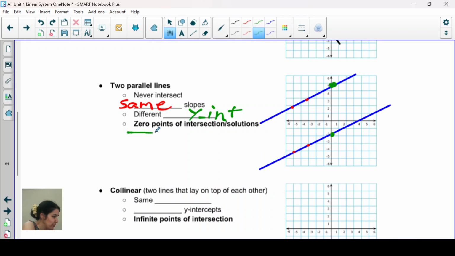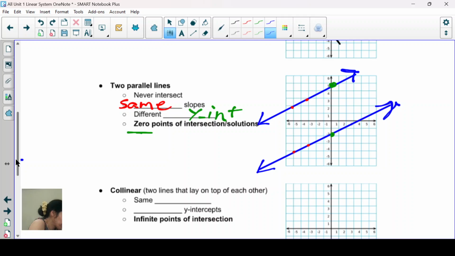And they have 0 points of intersection, no solution. If you continue these lines, because we should put an arrow at the beginning and end, it means that the lines continue forever. They never cross. They are parallel.